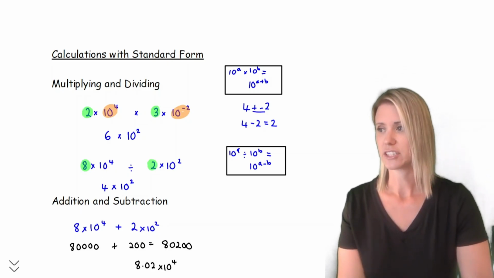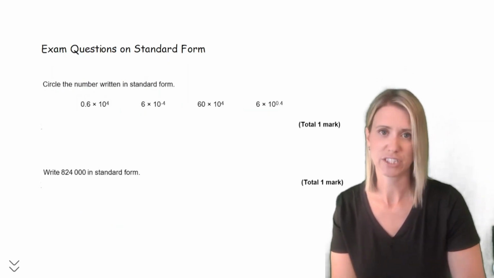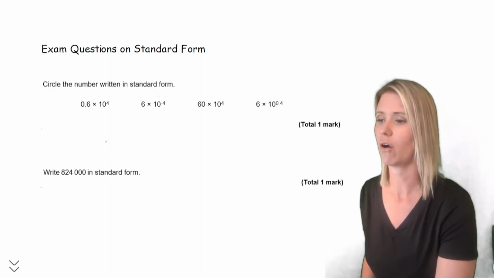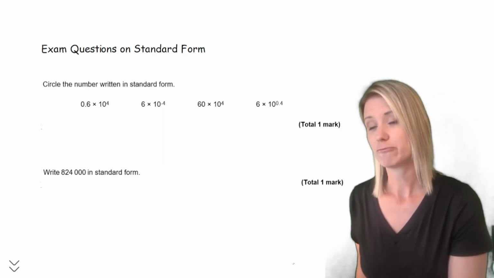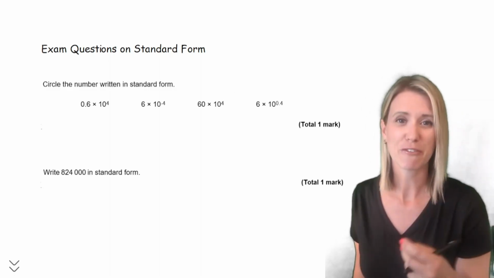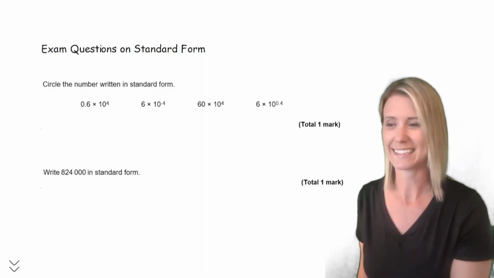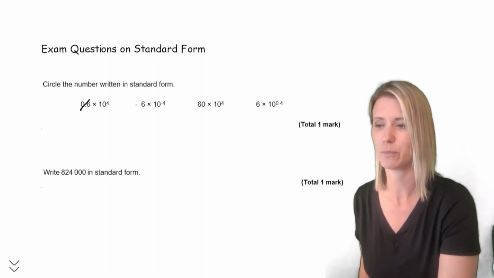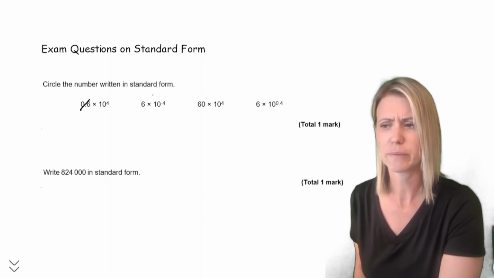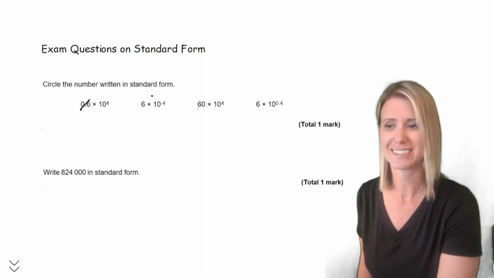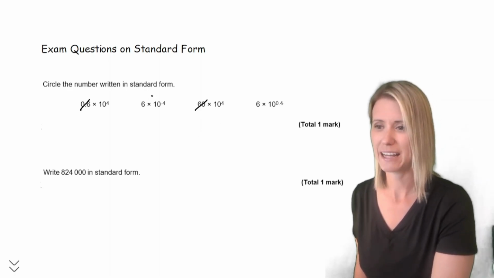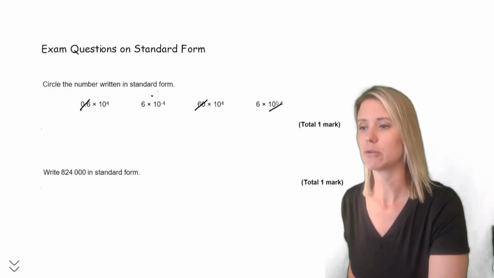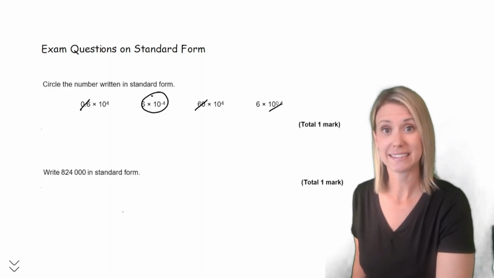Right, let's get on then to the exam style questions that are associated with these, and these are the types that you will get. So exam style questions on standard form. Circle the number written in standard form. For that, you need to remember the first number is greater than or equal to 1 and less than 10. So that one is not in standard form, because 0.6 is less than 1. This one is in standard form, so I think that's the answer, but let's check the others. 60, nope, that's too big. And we're not going to have a power of 0.4 there. It's going to be an integer value. So 6 multiplied by 10 to the negative 4 is the answer for that one.